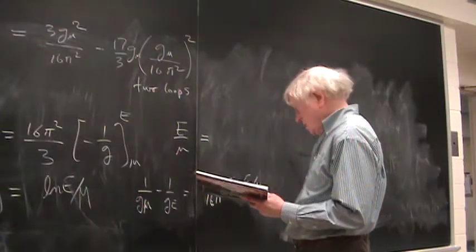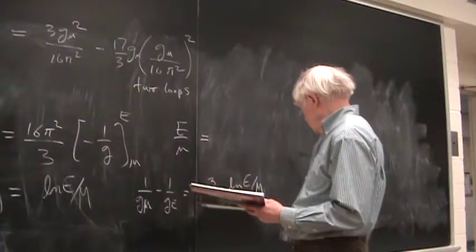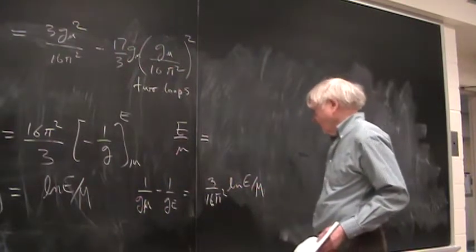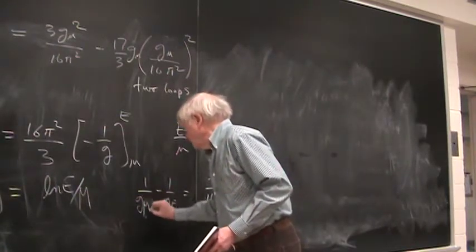G is a function of mu, right? So it seems like it should be from mu 1 to mu 2 or something. All right, here's what we're doing here. We're now, this is an M. Good, this is not an M, this is an M.